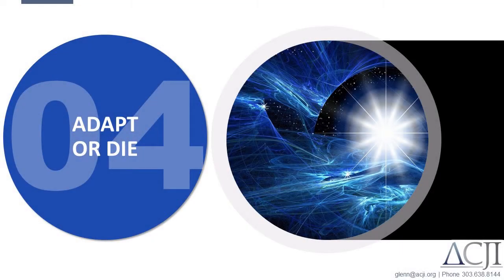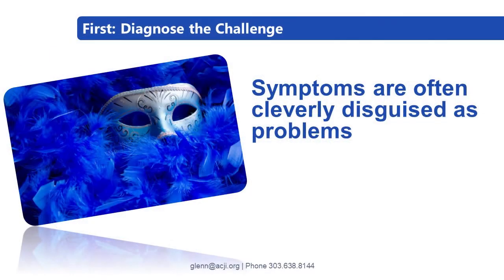Principle 4, adapt or die. The idea with adapt or die is that as a change leader, we confront problems all the time and we want to go right to solutions because of the way that we operate. We get to a problem, or maybe somebody brings us a problem and they say, "Mrs. Change Leader, what do I do? I have a problem. How do I handle this?"